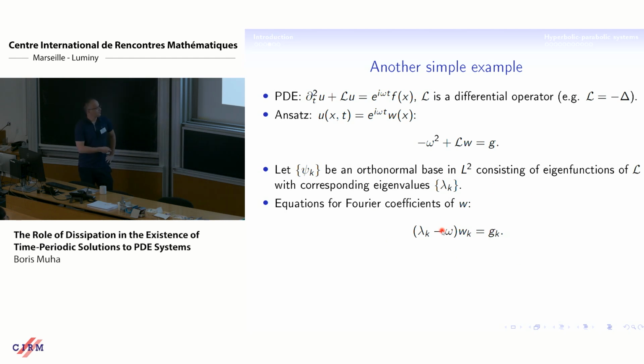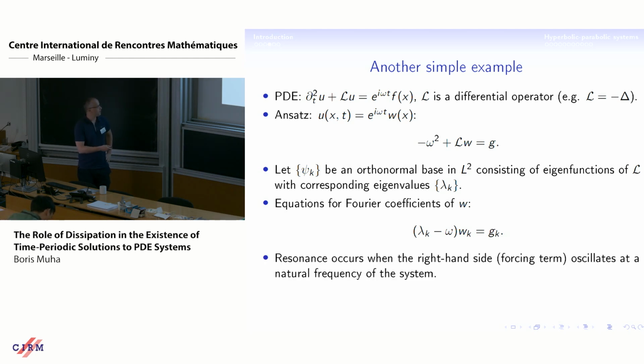Again, you see, if you force it with some of the natural frequencies, and here the natural frequencies are eigenvalues of this operator L, you will again not get a formula for the Fourier coefficients. As you approach this frequency, you get an unbounded solution. So also in this kind of equation, resonance can occur.